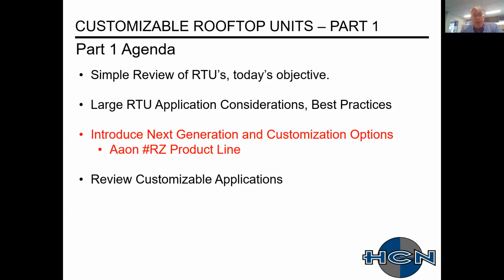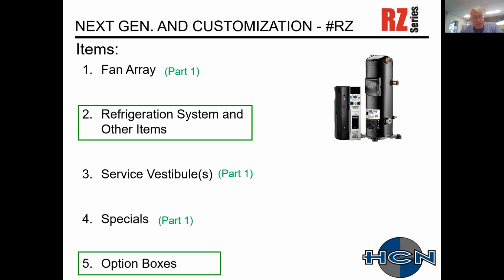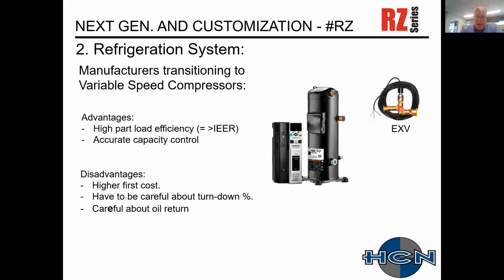All right, next we'll talk about some of the features of AAON's large RZ unit, just the direction that the industry seems to be taking. These 5 items here, I talked about the fan array, service vestibules, and specials in part 1. So today I'm going to talk about the different refrigeration systems as well as a few other options, and then go through a little bit more details and options available with the factory installed option boxes.